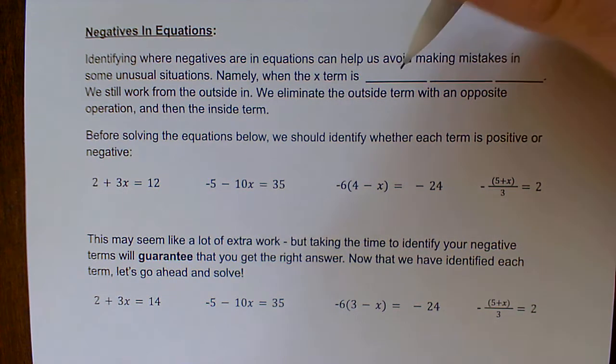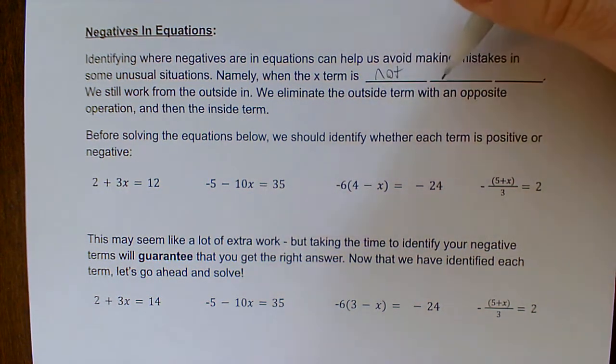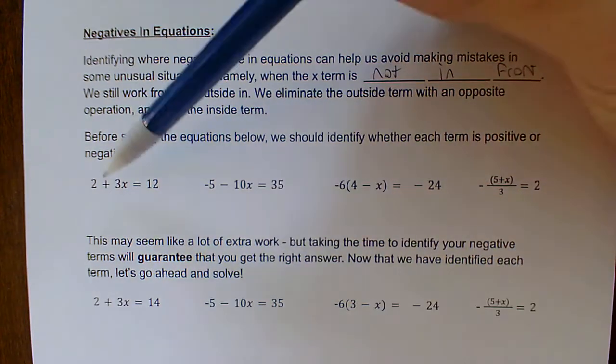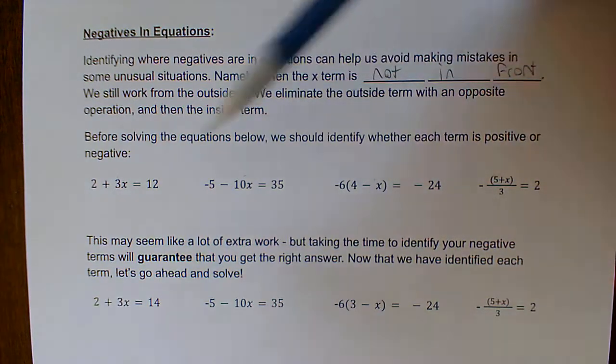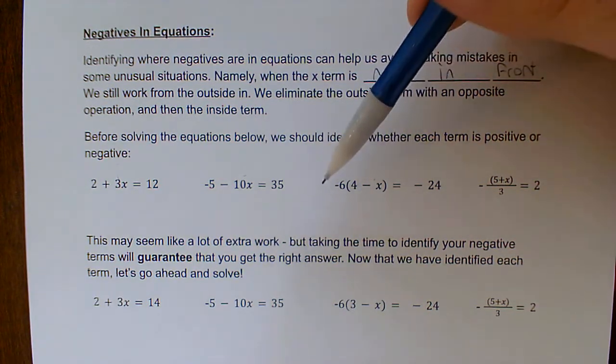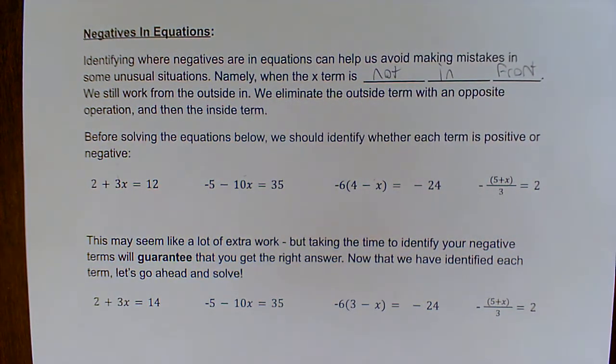Namely, when the x term is not in front. And if you look at these equations here, on all of them, my x term is actually second in line. It's still on the inside. We still have to dig down to our x, but it's not on the edge of the equation anymore. Now it's on the inside. We still work from the outside in. We eliminate the outside term with an opposite operation, and then the inside term.